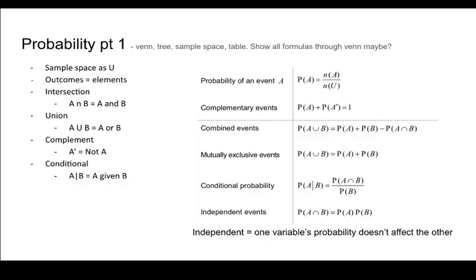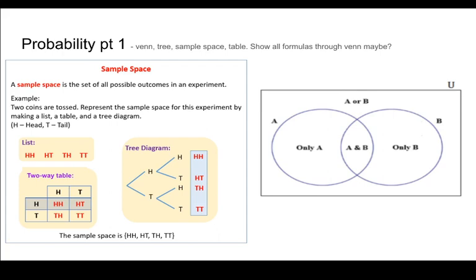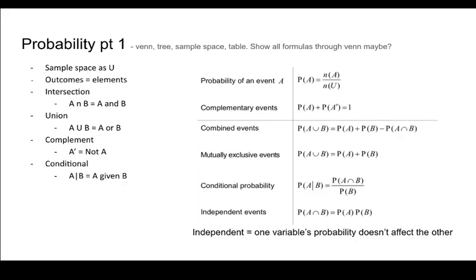Intersection is basically what happens if you take A and B. A and B. So this part. A and B. Union is when you have a union, a combination of A and B. So like A or B.